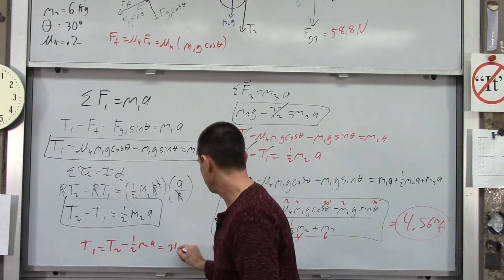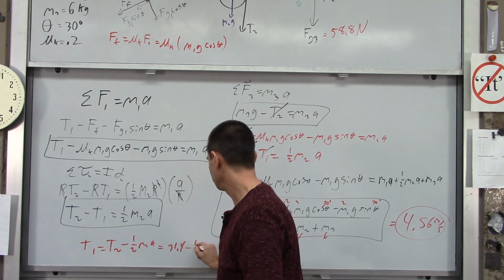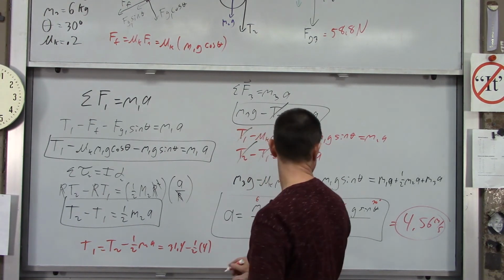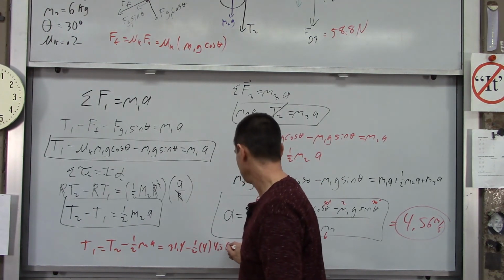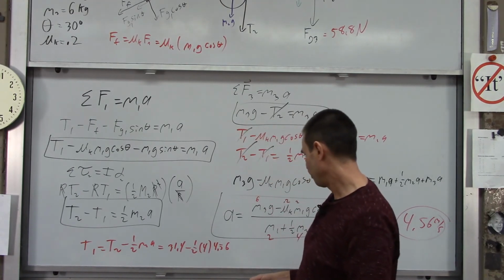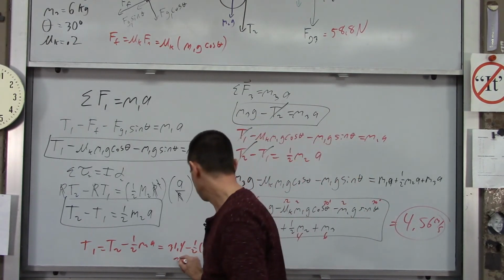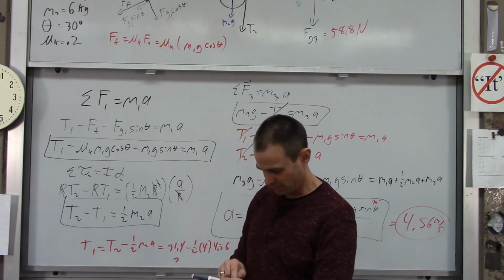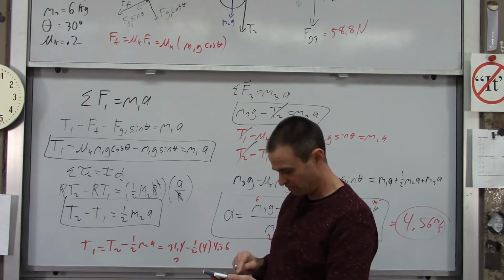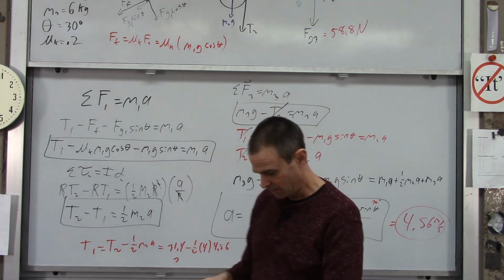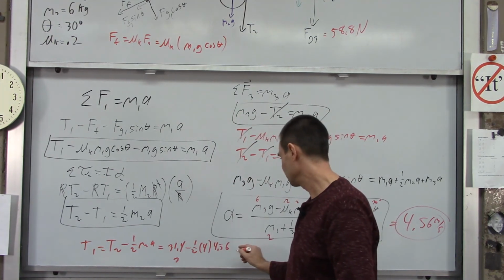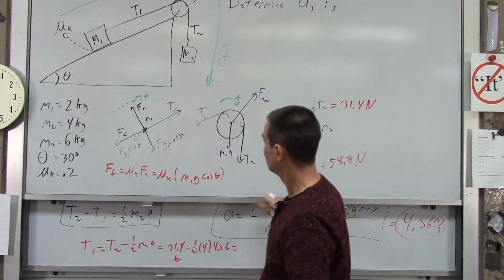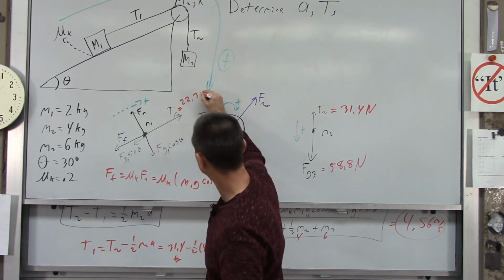That's 31.4 minus 1/2. M2 is 4, and A is 4.56. So you should get 31.4, minus twice that. I'll just do it in a calculator. All right, so you get 31.4 minus 2 times 4.56. I got a 22.3, okay? So I'll put that in the FBD. So this is 22.3, approximately newtons.